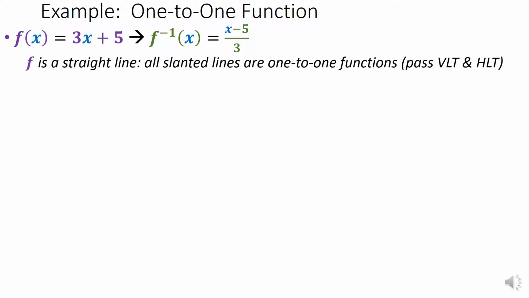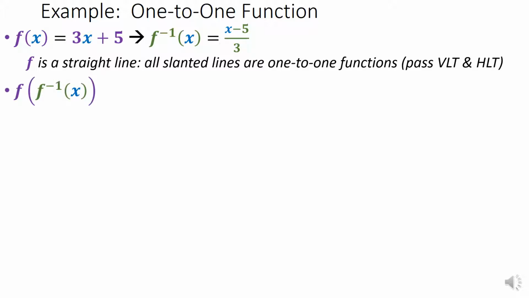We're going to start with a 1 to 1 function. And a typical 1 to 1 function is a straight line. So here we have f of x equals 3x plus 5. If we do our inverse operation on that to write the inverse expression, we're going to get f inverse equals x minus 5 over 3. Now f is a straight line, and we know that all lines that are not vertical or horizontal are 1 to 1 functions because they pass both the vertical and horizontal line tests.